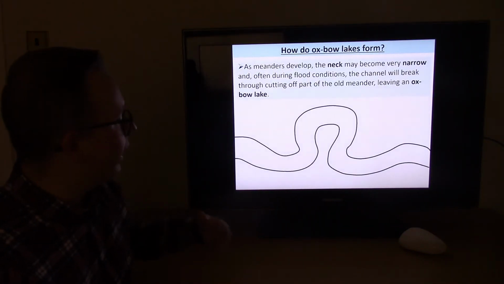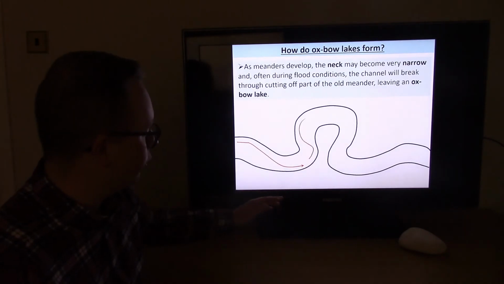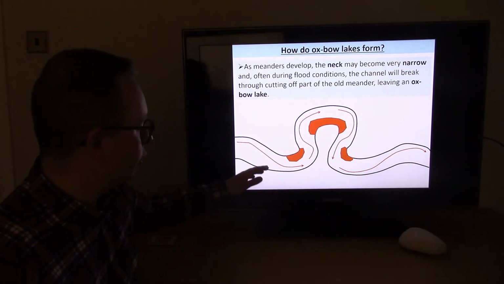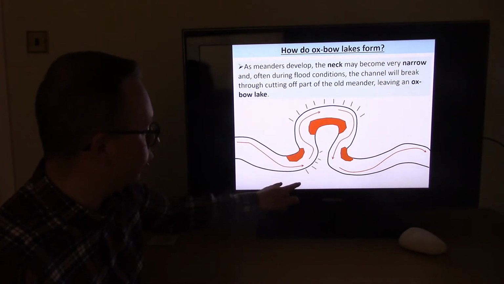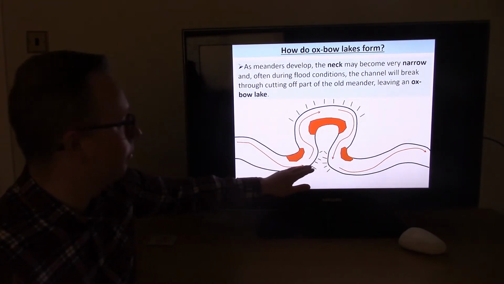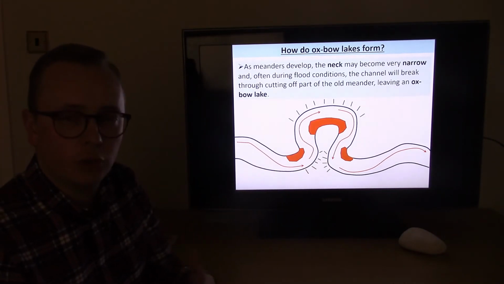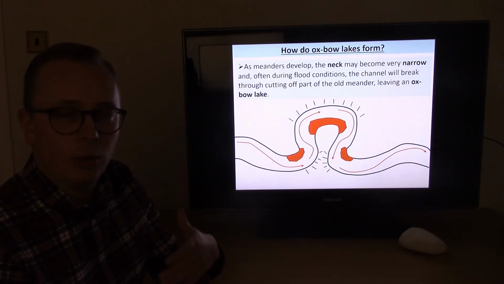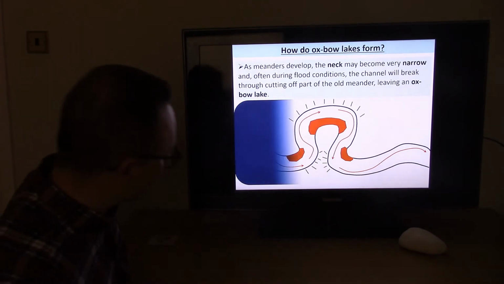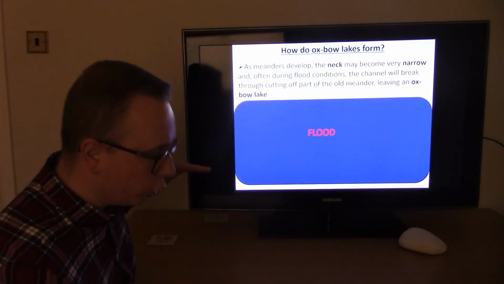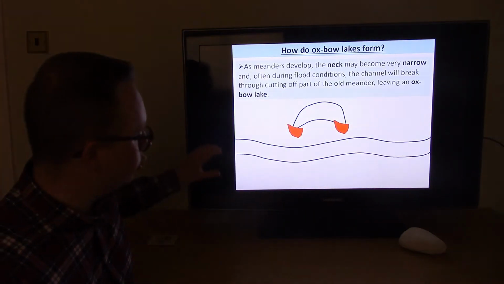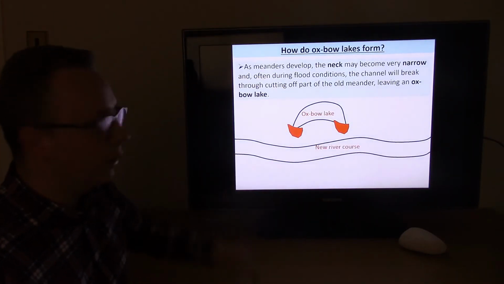So over time, because we've got that fastest flow on the outside, leading to the maximum erosion taking place there, and deposition on the inside, the meander bends get closer and closer together. So this area here, this neck, is where we're going to see the break. And that usually takes place during a period of particularly high water volume and velocity, and that's usually in a flood event. So when a big flood comes along, it will cut through the channel, through the bend, and what that will leave behind is this new straighter course river and an oxbow lake.